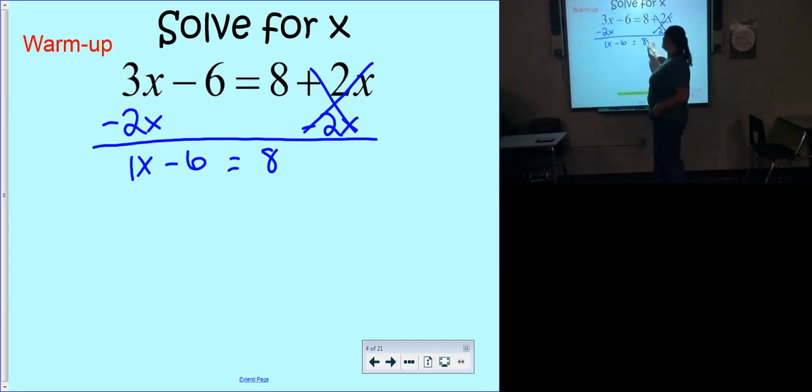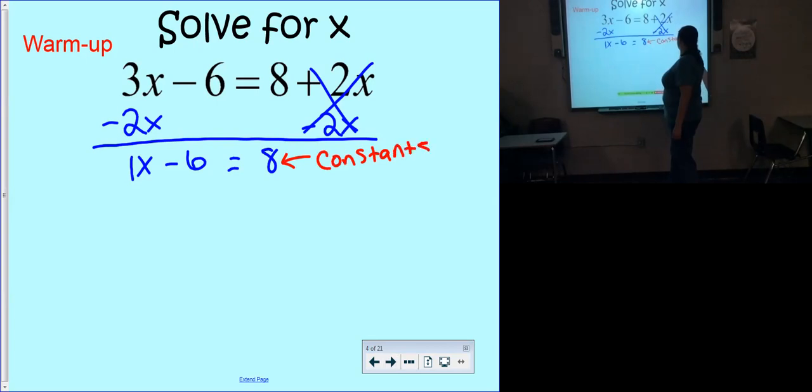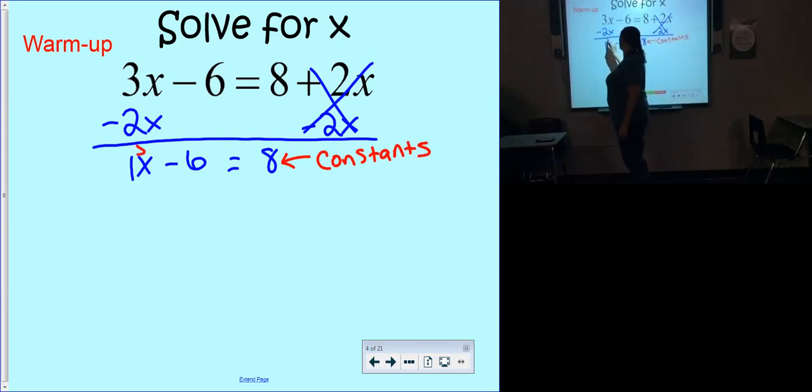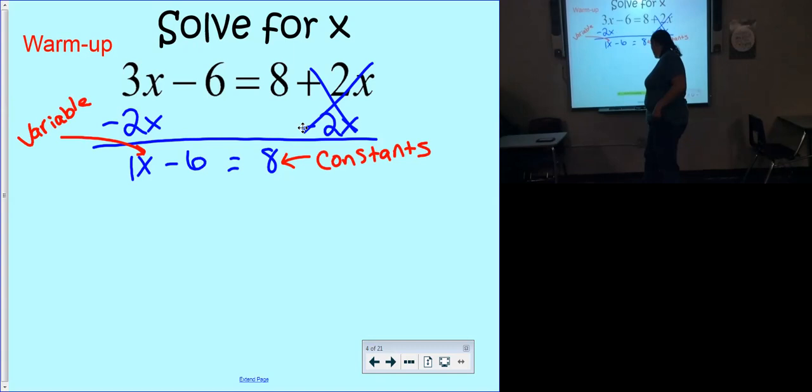Now what I need to do, I have my variables on one side, my constants on the other. That's something you want to make a note of, guys. When I'm talking constants, I'm talking about numbers here. When I'm talking variables, I'm talking about x. So now, my next step, I have my variables all on one side. I need to get my constants all on the other. So let's add 6 to the other side.